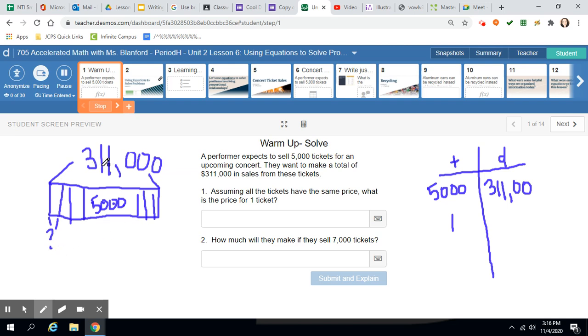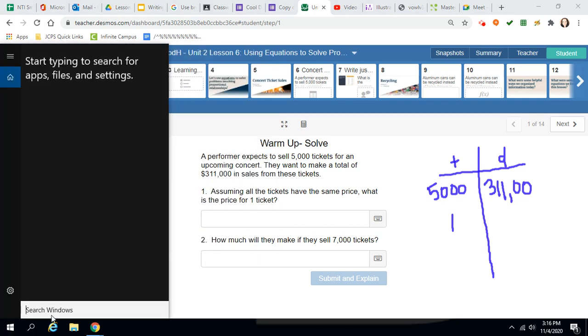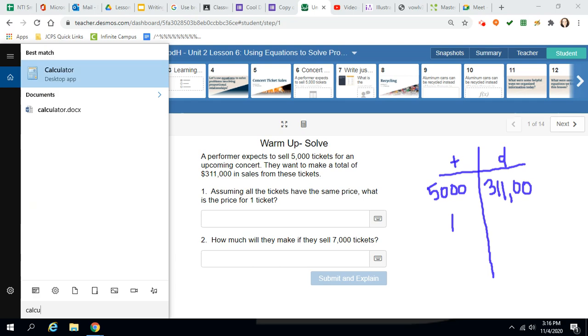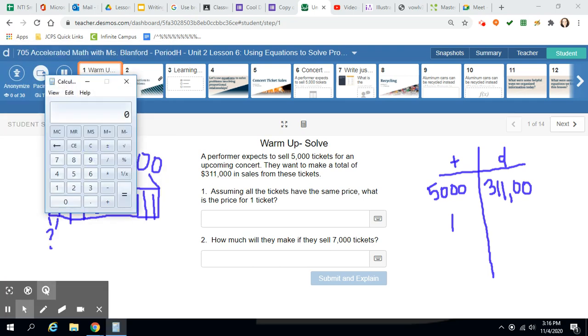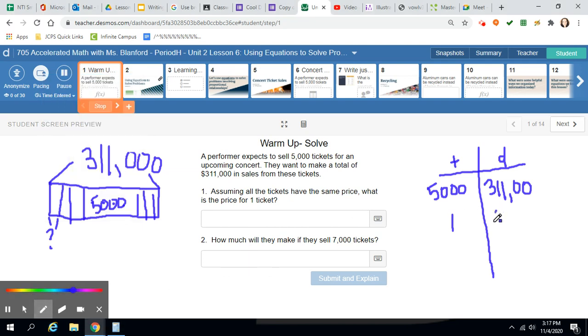So I noticed that this $311,000 is actually being split into 5,000 pieces. So I'm going to go ahead and use my calculator. And this might be a way that you would do this too on your computers. So I'm going to take 311,000 and divide it by 5,000. Okay, so I know that that's going to be 62.2. And that's going to tell me what just one of these boxes is.